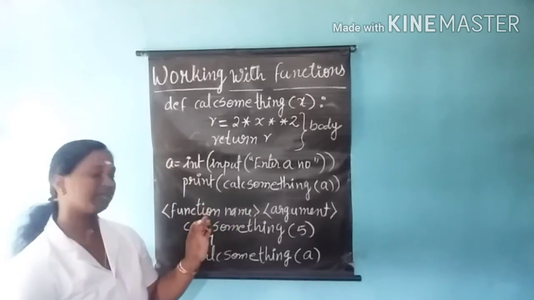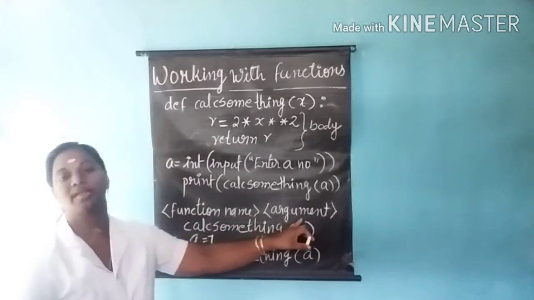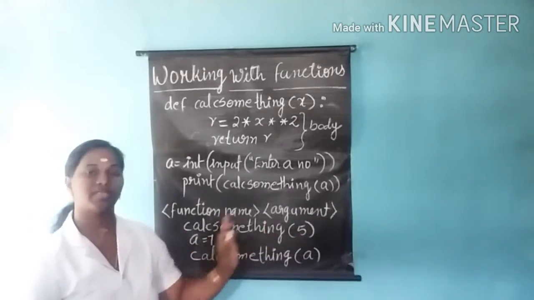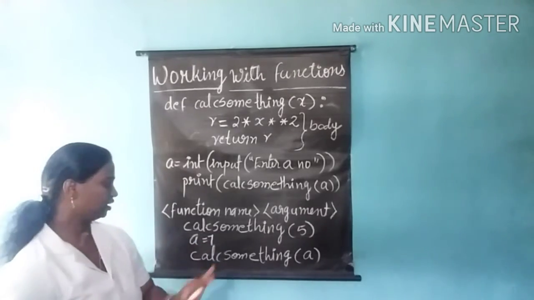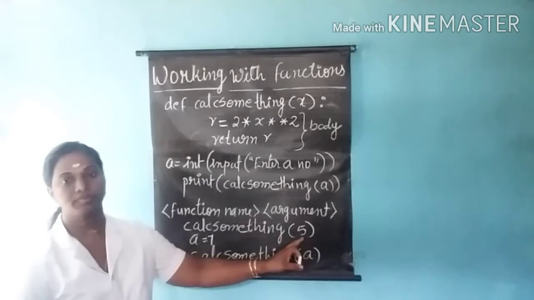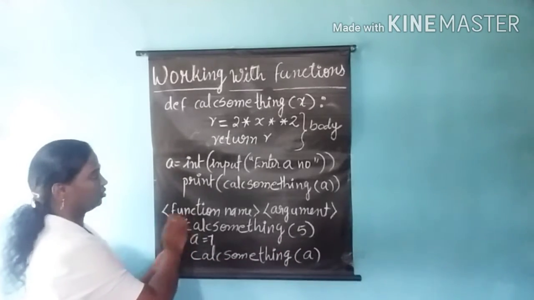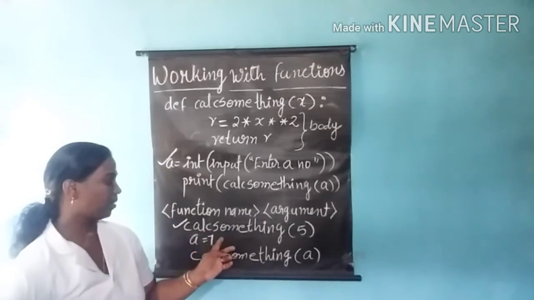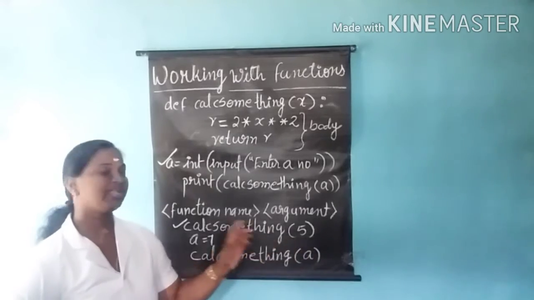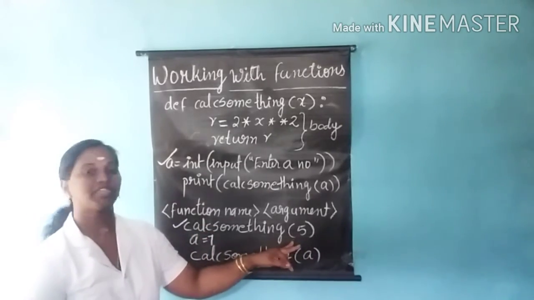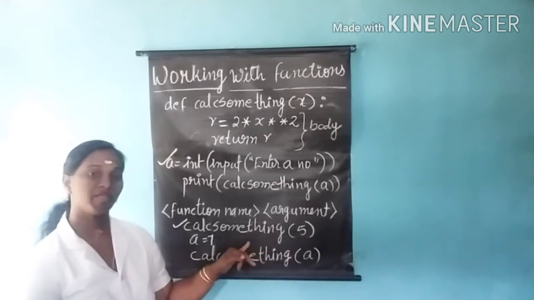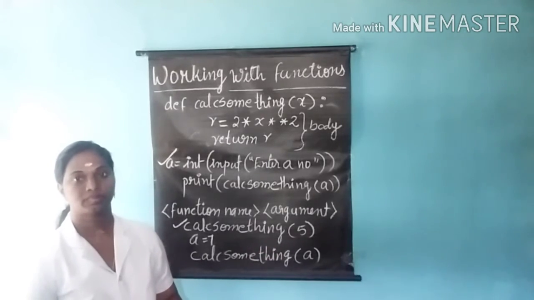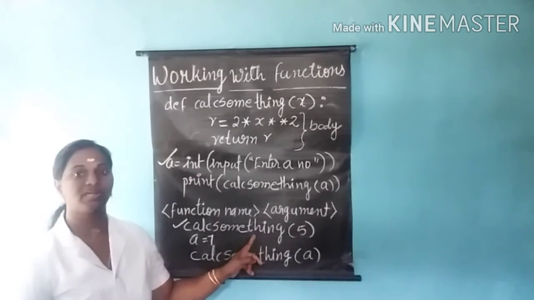The other method is, see, the common method: function name, then the value to be passed, or the argument. First you write the function name, then the argument. That is calc_something(5). Okay, this is my first method, and this is the second method to call a function. Calc_something(5) means we directly send one value to the function calc_something. Okay, this is the second method to call a function.